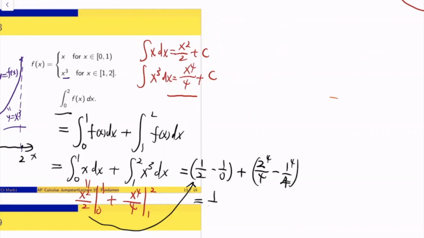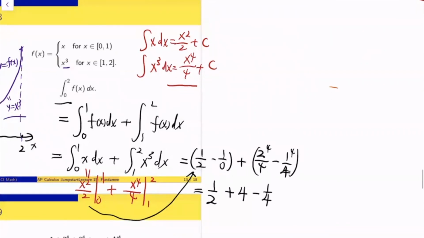And here we just get 1/2, and then plus this is 16, so this is 4, and minus 1 over 4, right? Minus 1 over 4. Okay, so the final answer will be 4 minus 1 over 4, right? So it's 3 3/4. All right, so this is the final answer of the integral. So this one will be 3 3/4.